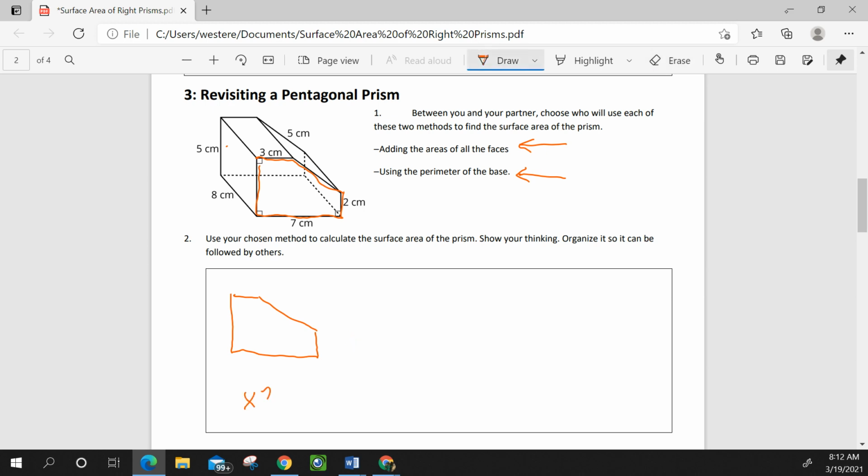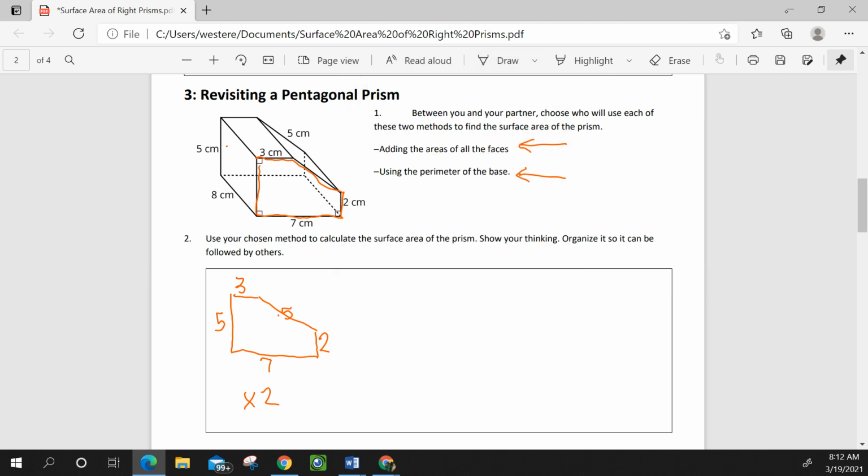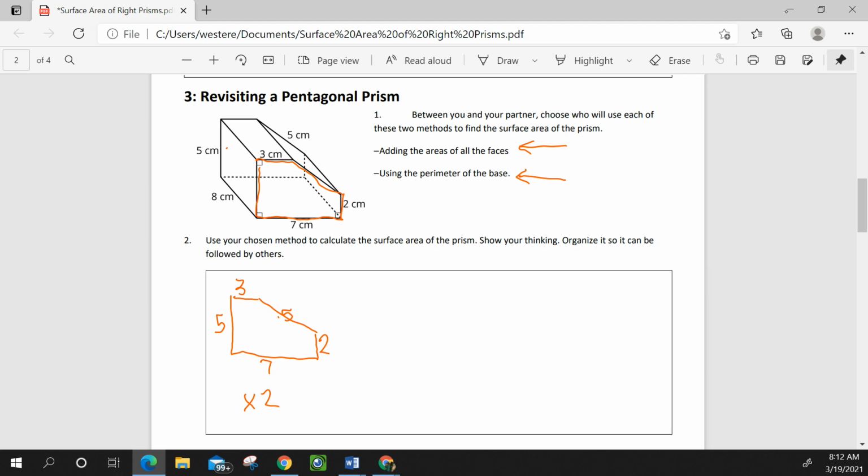Times 2. Okay, so this is kind of weird, but I've got 3 here, 5 here. This length right here is also 5. The bottom is 7, and the side over here is 2. So we need to come up with the surface area for that. So what I'm going to do is I'm going to divide it up and see what kind of shapes I have.